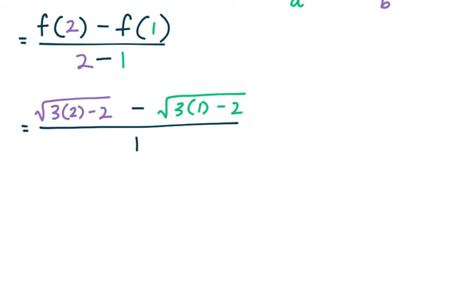So I'll just solve each of these calculations. The square root of the quantity 3 times 2. 3 times 2 is 6 minus 2. That's the square root of 4. Minus 3 times 1 is 3. Take away 2. We have the square root of 1. Or rather, the square root of 4 is 2. And the square root of 1 is 1. So 2 minus 1 equals 1.